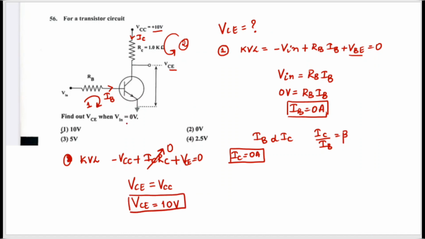So I hope this question is very clear to you. The main thing is, we must understand where the IB, IC and IE currents are flowing. The main important basic concept is this KVL, Kirchhoff's voltage law, that we must know. This concept we have studied from the previous classes only. I hope everyone is clear. Let us move on to the next question.